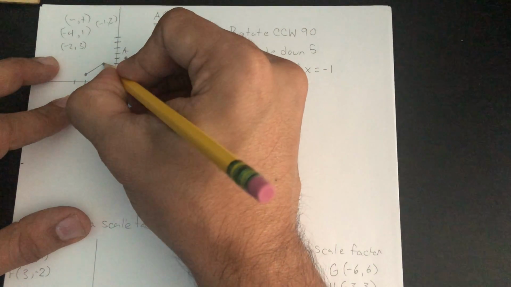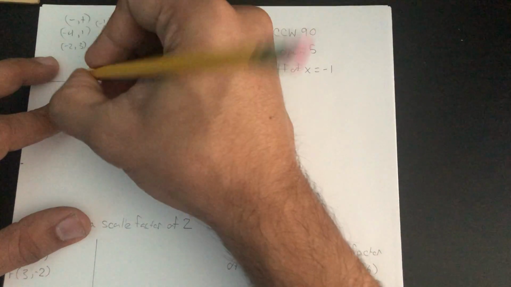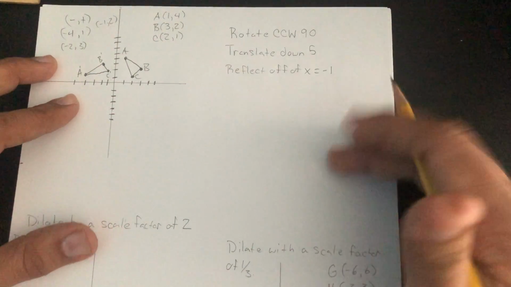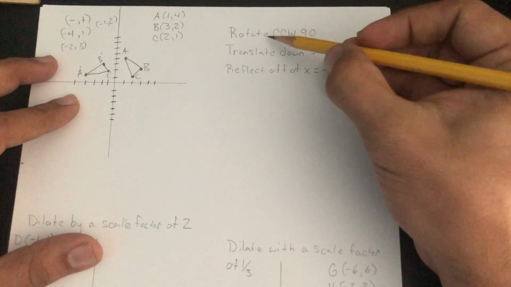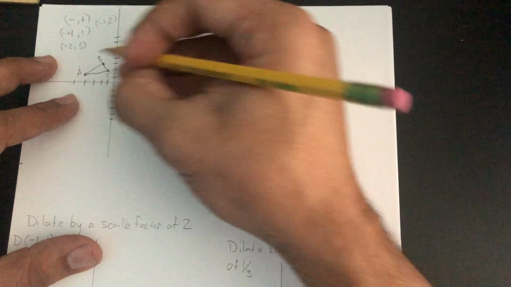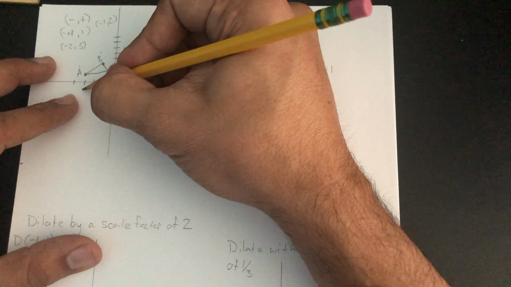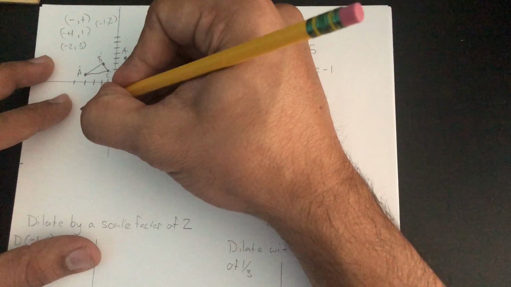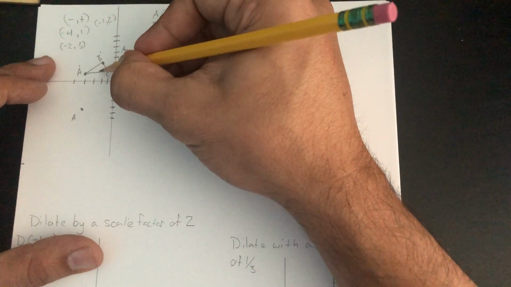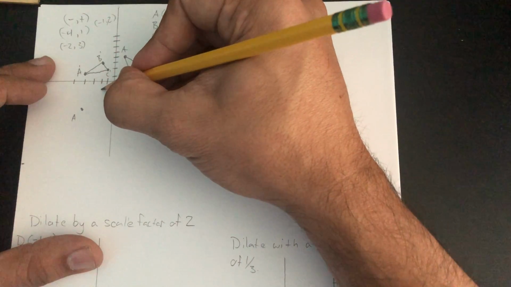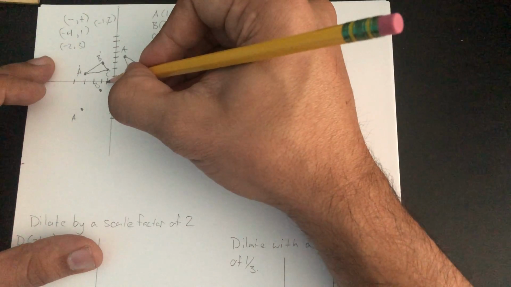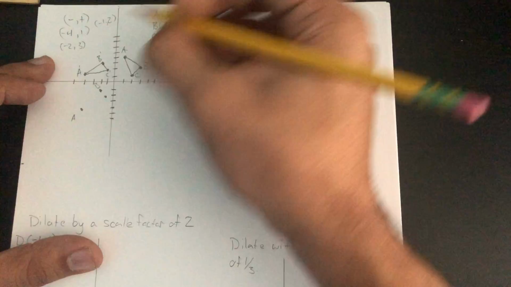So here is the triangle rotated. This is A', B', C'. So we've done this movement. Now we're going to do this one, which is translate down 5. So every single dot is going to go down 5. So 1, 2, 3, 4. Here's the new A. 1, 2, 3, 4. Here's the new B. And C, 1, 2, 3, 4. And here goes the C.